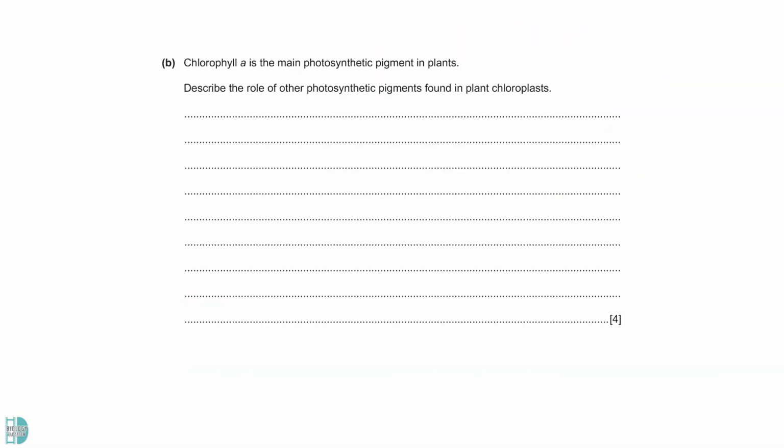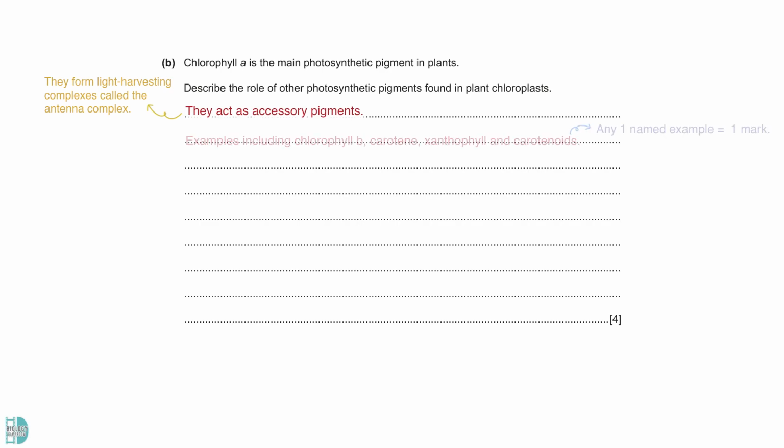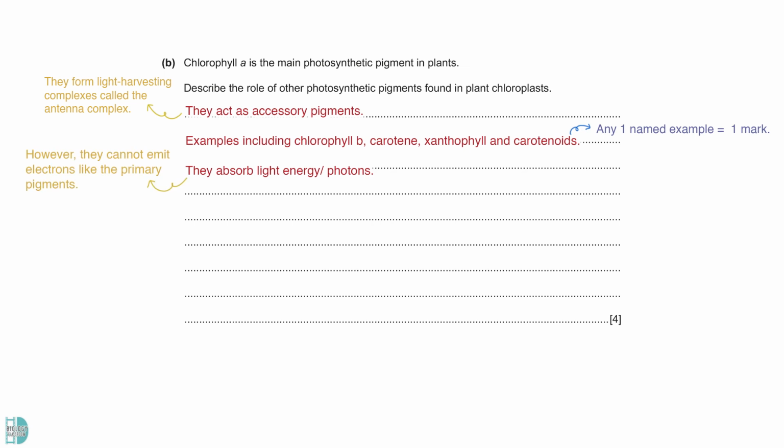B. Describe the role of other photosynthetic pigments found in plant chloroplasts. Other photosynthetic pigments that are not primary pigments are called accessory pigments. They form light harvesting complexes called the antenna complex. Giving one example can get you a mark too. The accessory pigments absorb light energy or photons. However, they cannot emit electrons. They pass the energy on to chlorophyll A at the reaction center.